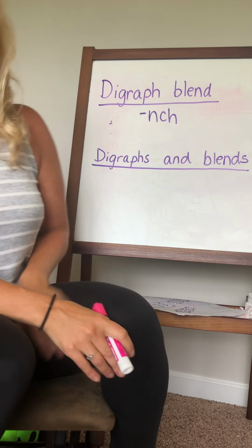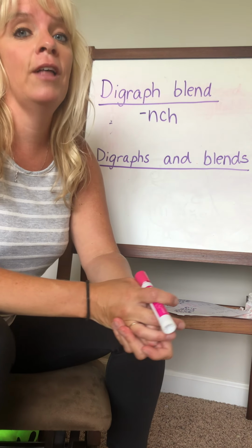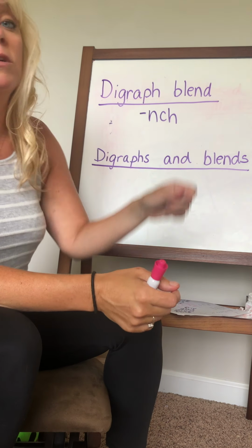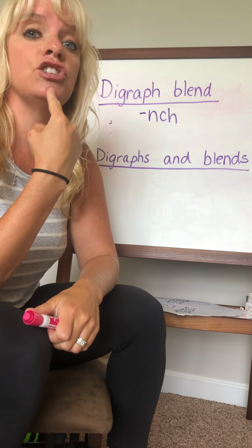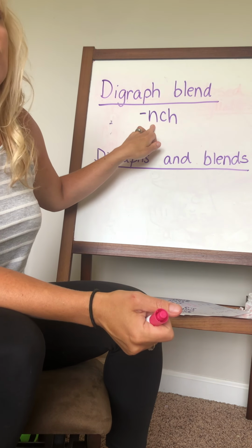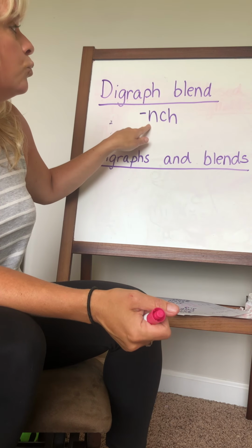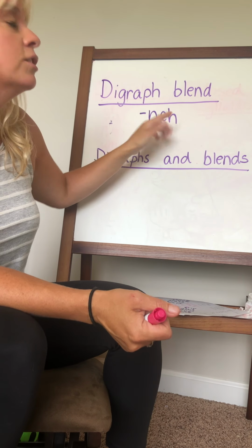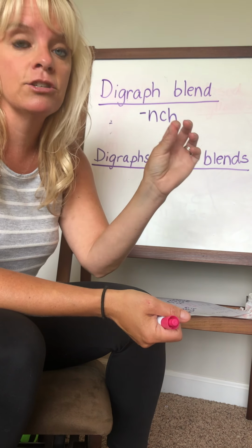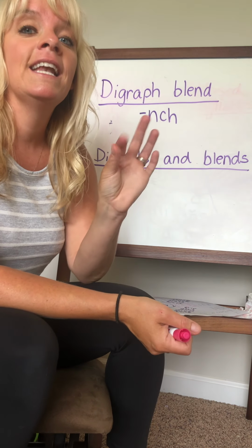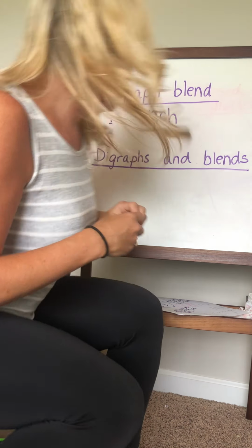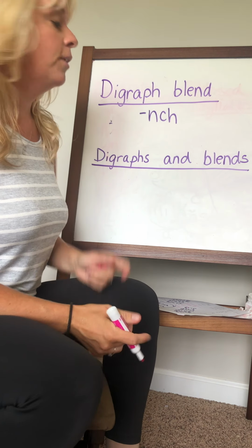The first one that we're going to talk about is called a digraph blend. It's when you have a digraph. CH is one of our digraphs, if you remember CH, chin, ch. But it also makes a consonant that's going to blend in with it. So we have the NCH, which is a digraph blend, and it says nch, nch. Can you try saying that with me? Nch, nch. So I'm going to give you 2 examples of a word that has a digraph blend.